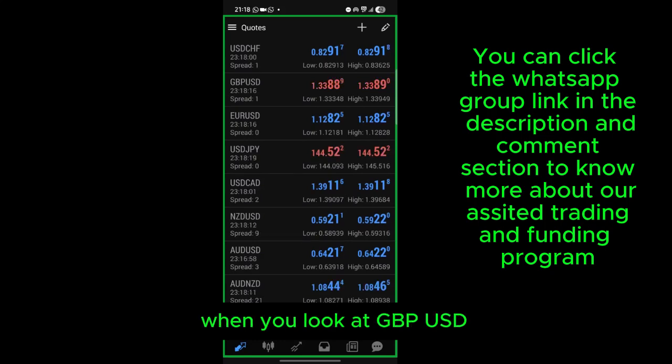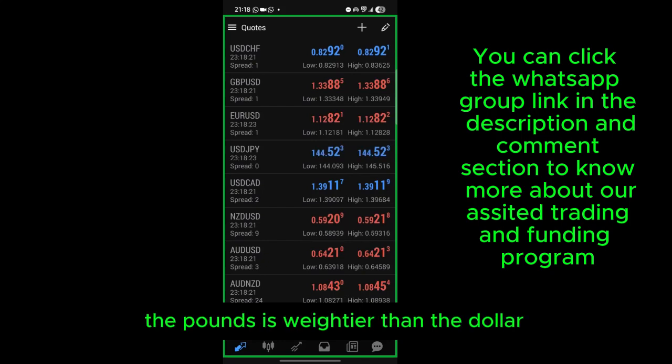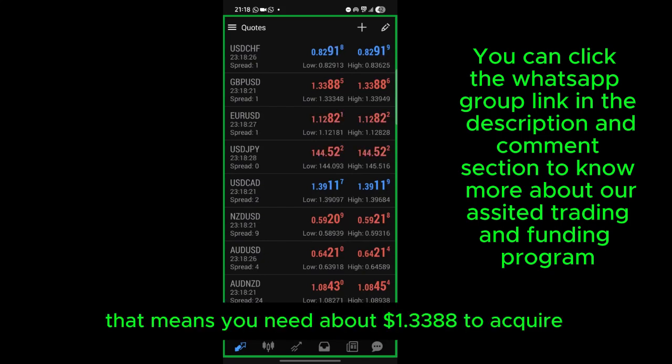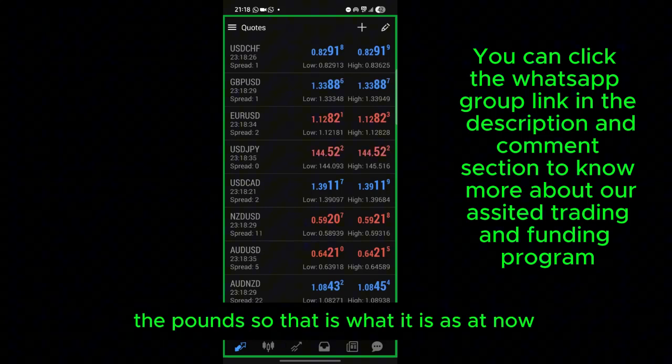When you look at GBP USD, what it simply means now is this: the pound is weightier than the dollar. That means you need about $1.3388 to acquire the pound. So that is what it is as at now.